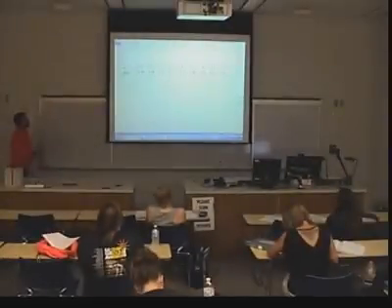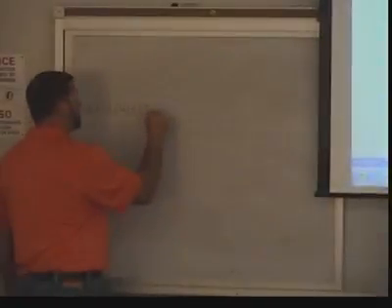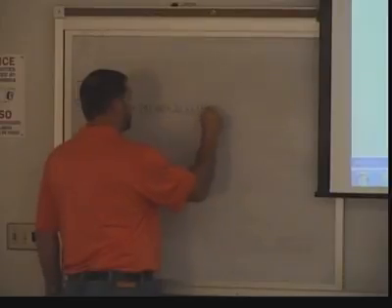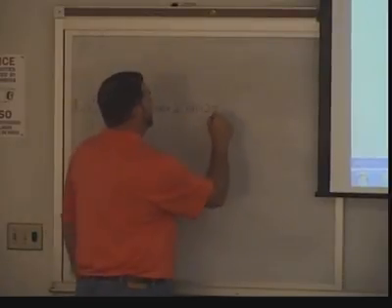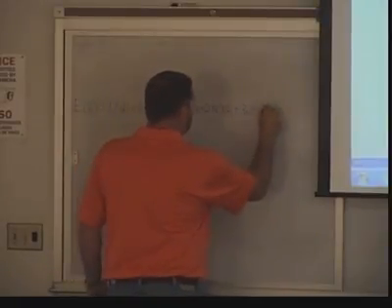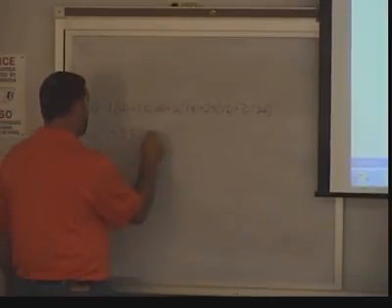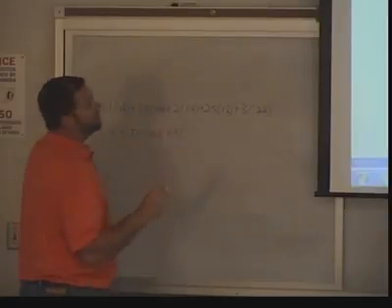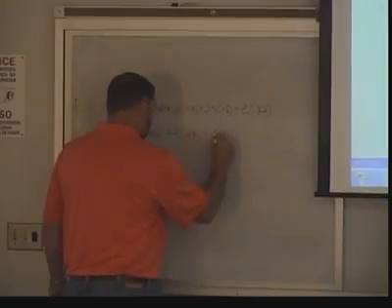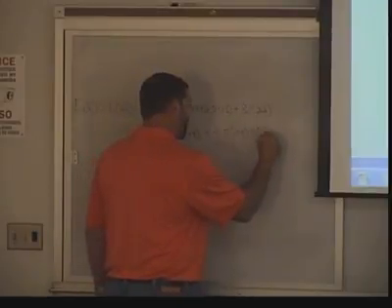Expected value of x bar: 1 times 0.16 plus 1.5 times 0.08 plus 2 times 0.17 plus 2.5 times 0.12. I'm still not going to get it all in one line. Plus 3 times 0.22 plus 3.5 times 0.08 plus 4 times 0.09 plus 4.5 times 0.04 plus 5 times 0.04.